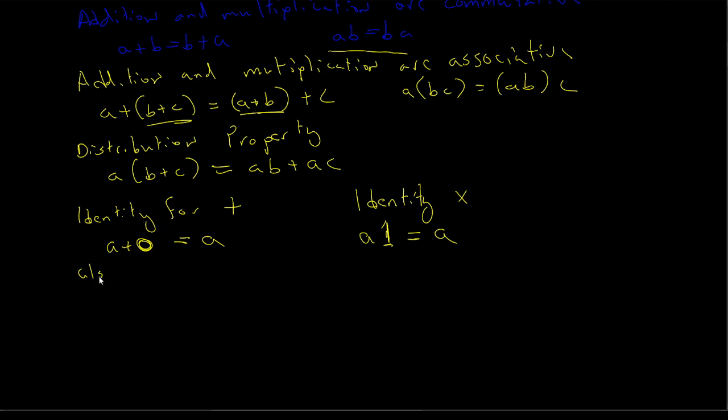Also, related to this, we have the additive inverse. There is some number that's the additive inverse, or negative of A, that when I add it to A, I get 0. And for multiplication, again related to this, there is a number which we call the reciprocal of A, that when I multiply it to A, I get 1 back. And so, right, this is the reciprocal, and this is the additive inverse.